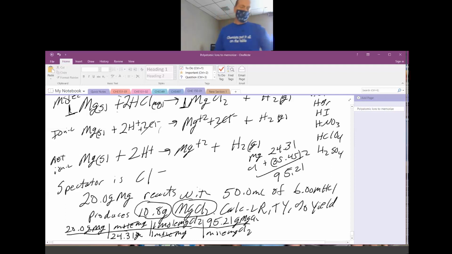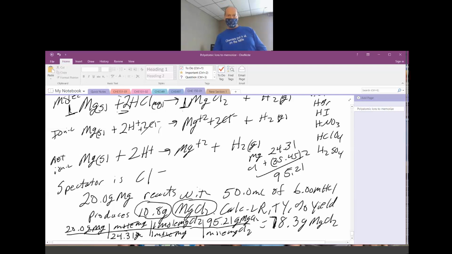All right, so then you push the buttons on your calculator to get that mass. So you take your 20.0 divided by 24.31 times 1 divided by 1 times 95.21. And that gives you 78.3 grams of MgCl2. All right, so now we got to do the same thing for the HCl.